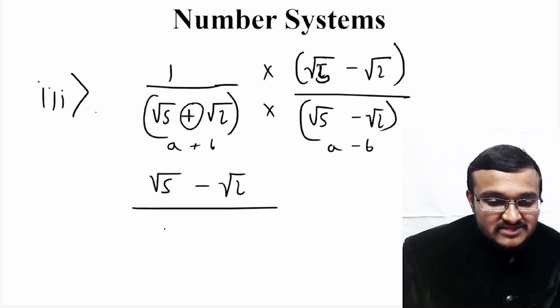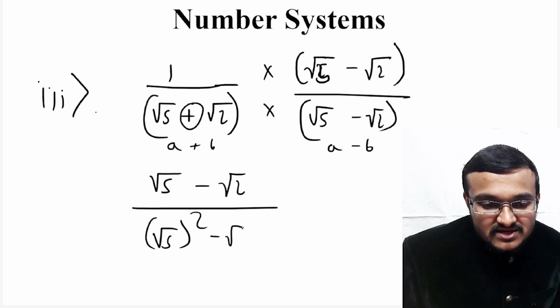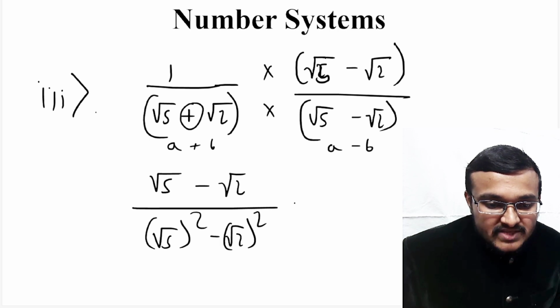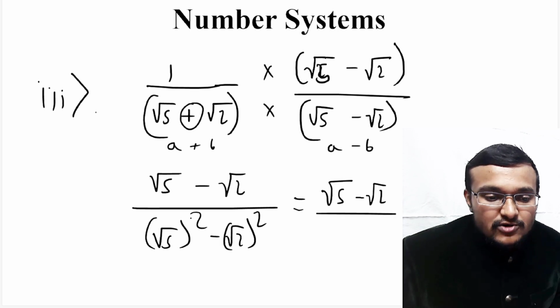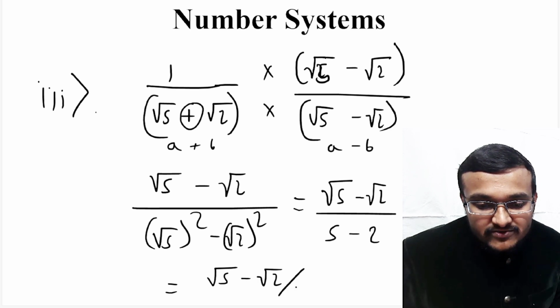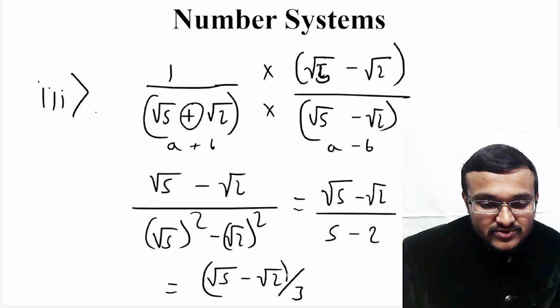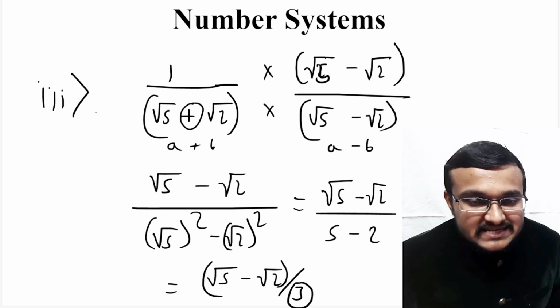So a square minus b square you can directly write. So that is root 5 square minus root 2 square. So here you are getting root 5 minus root 2 divided by root 5 square is 5 minus root 2 square is 2. So 5 minus 2 is 3. So finally you are getting root 5 minus root 2 divided by 3. So here you can clearly see the denominator is a rational number.